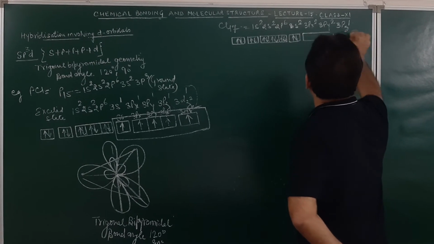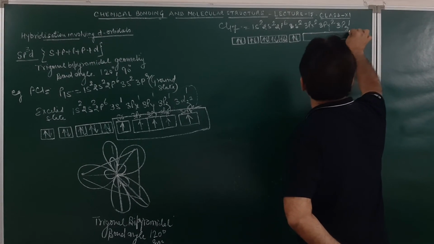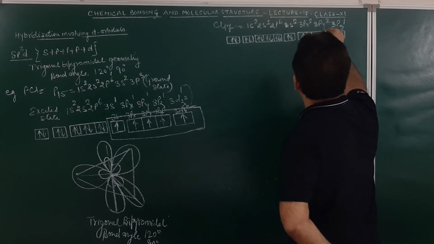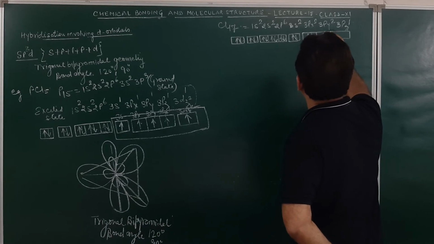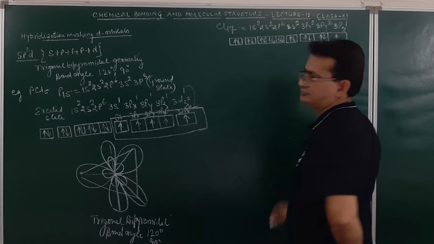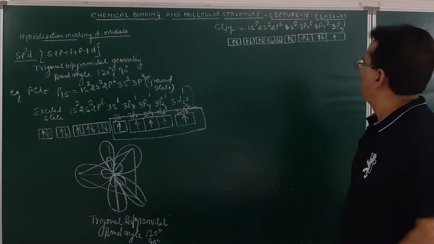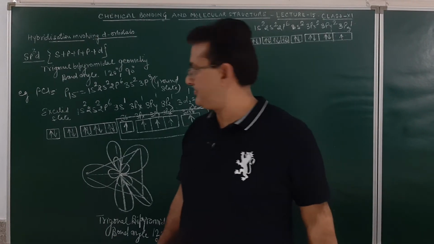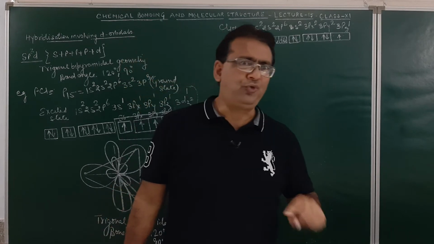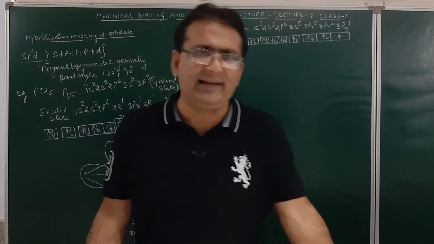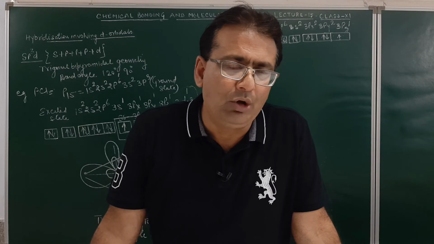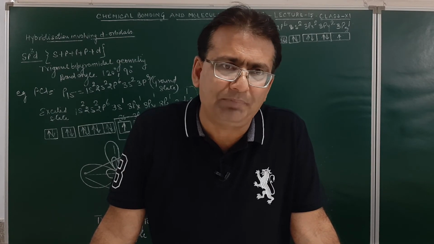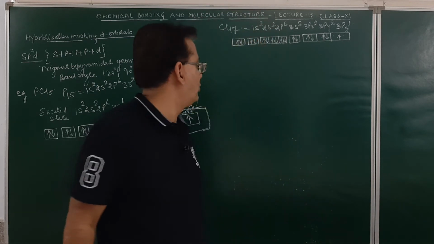Then we have 3px2, py2 and pz1. Am I clear? Pz will be a dumbbell shaped atomic orbital. Now, these 5 dumbbell shaped pz atomic orbitals will orient themselves in such a manner so as to overlap with the sp3d hybrid orbitals. How?